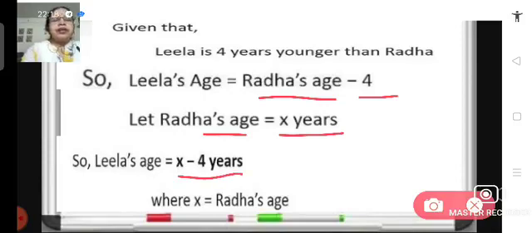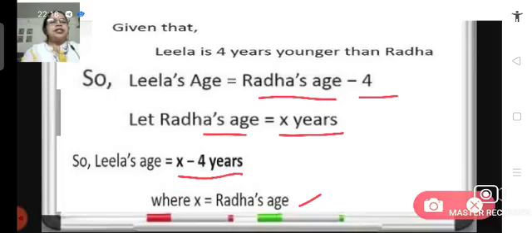Children, I have explained it to you yesterday in the previous session that numbers can be added or subtracted from variables. Variable we take for the unknown number. That means Radha's age we don't know. That's why we have taken X. Variable means its value is not fixed. Its value changes. X is Radha's age. So what will be the expression for Leela's age? It will be X minus 4 years.